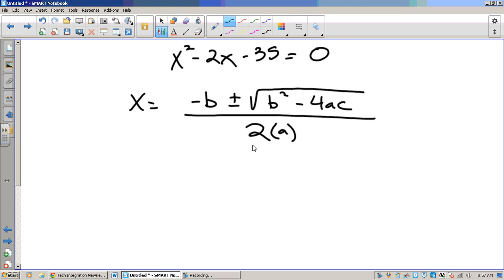Austin. It'd be negative 7 and 5. Negative 7 and 5. That means x minus 7 times x plus 5. And you're absolutely right. That equals 0. And when we set those equal to 0, we know that x would equal 7 and x would equal negative 5. Okay? So when we do the quadratic equation, that's what this is going to equal.